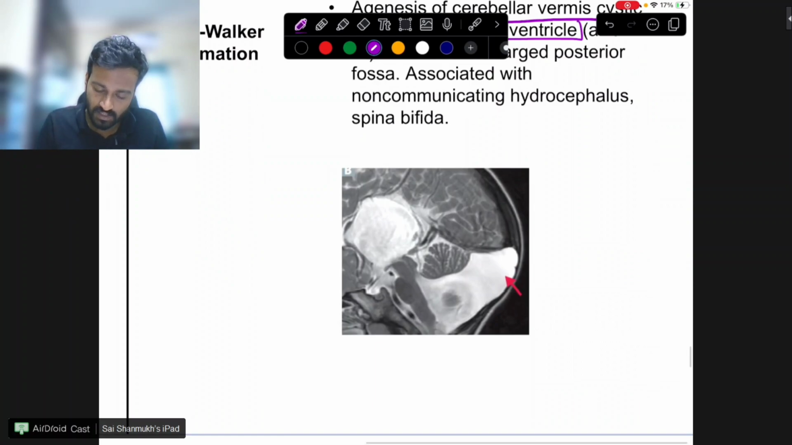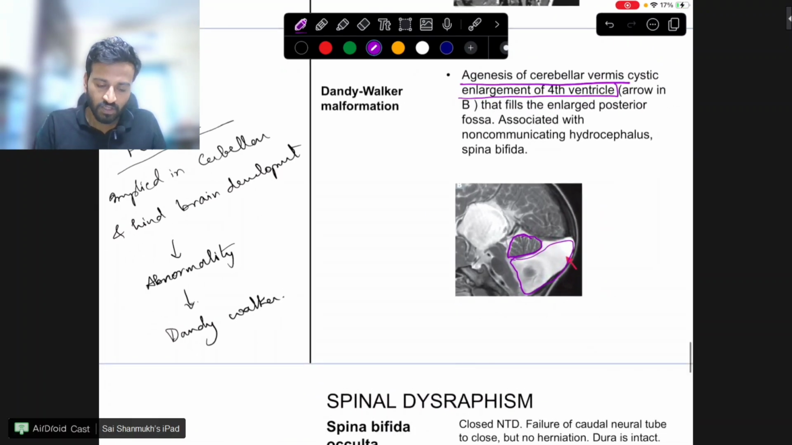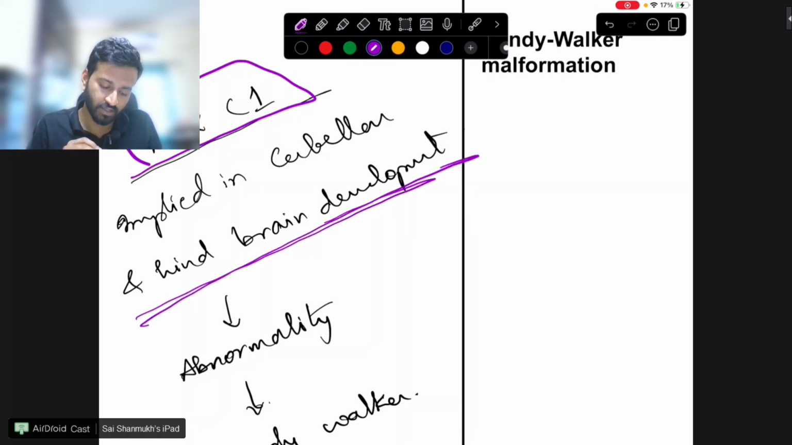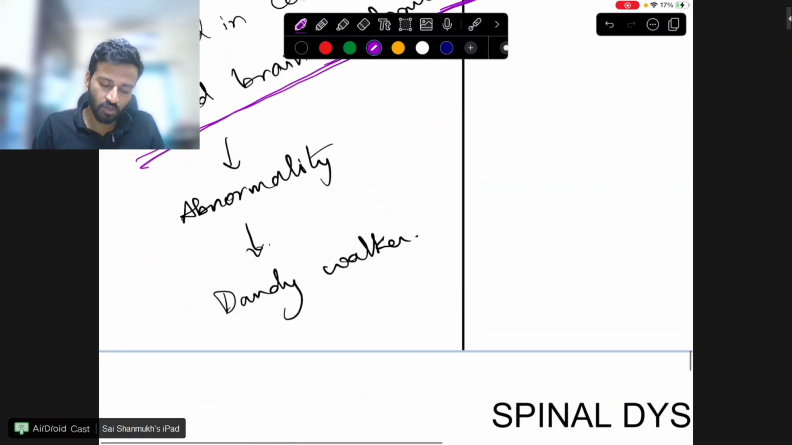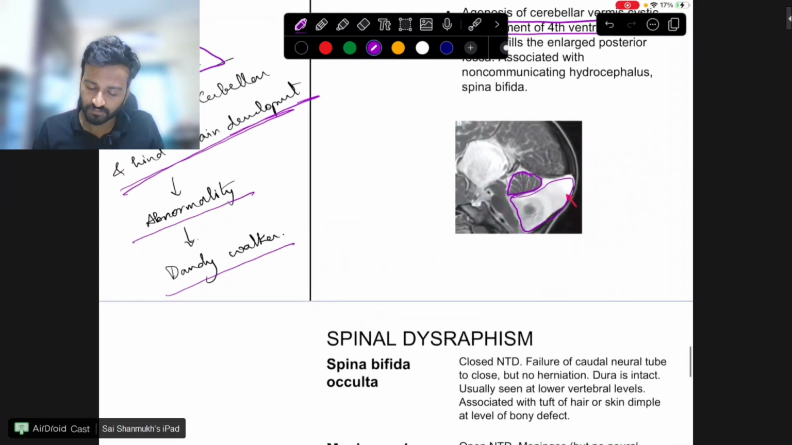This is the cerebellum. You can see the arborizations and see the malformation. You can see the fluid in white here. This is because of a FOXC1 gene defect. This is implicated in cerebellar and hindbrain development. Okay, FOXC1 gene. And this abnormality will lead to Dandy-Walker malformations.